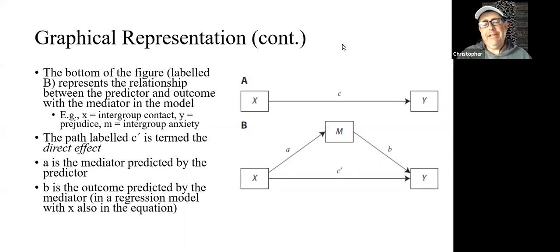The bottom part of the graph, labeled B, has 3 variables in it. It's got X, intergroup contact in our example, and Y again, which is prejudice. M in this case is intergroup anxiety. M stands for mediator. There's a handful of paths here. The path C prime is termed the direct effect. That's how well X is explaining Y once the mediator is entered in the regression equation. Basically, this is just multiple regression with 2 predictors predicting Y. So C prime is what's called the direct effect, and you can see that arrow goes directly from X to Y. The path A is the mediator predicted by the predictor. It's how strongly the 2 variables are related to each other. And then B is how strongly the mediator predicts the dependent variable with X in the equation.